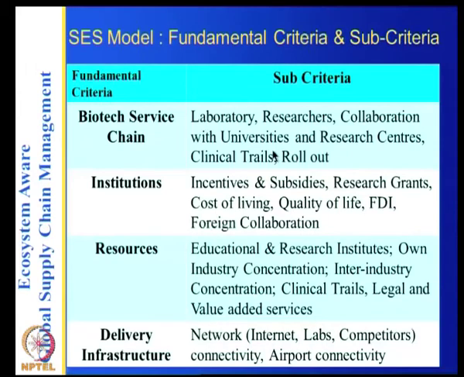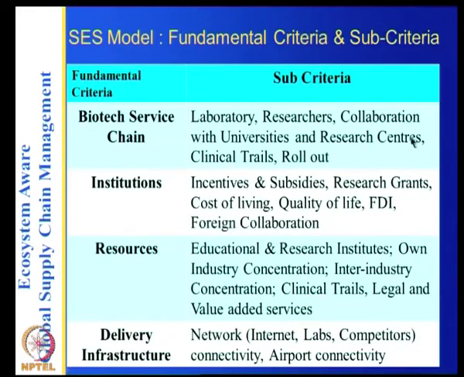If you draw the service chain for biotech, once you have an idea, you start the research, and then you collaborate. Once you come up with a product like a vaccine, then you have to go for clinical trials, and finally, after everything comes out good, you have to roll it out as a product. So that's the service chain.